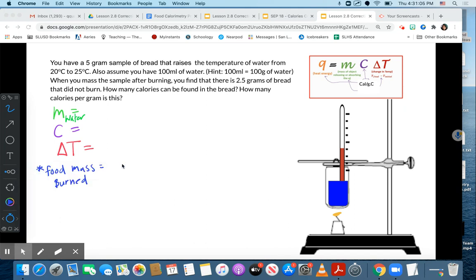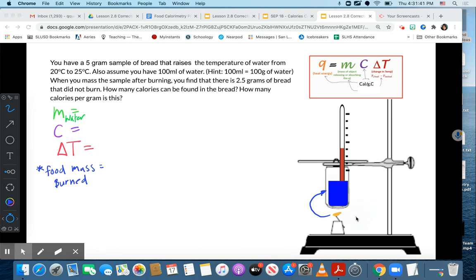So thinking about this, we know that we have a sample of bread in this particular example, and our sample of bread is going to transfer all of its food energy into this calorimeter of water, and we're going to read that energy through the thermometer. So if I'm burning everything and all of the energy is going here, I should take into consideration the mass of the water, not of the food.